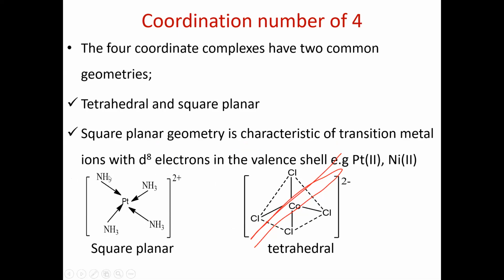So this is the structure of your square planar, and this is the structure of your tetrahedral complex. And most of your square planar complexes are usually platinum and nickel, because they have 8 electrons in their d orbital. They are usually the d8 electron metals. So they usually exhibit square planar. It's actually because of their splitting pattern. That is why they exhibit the square planar.